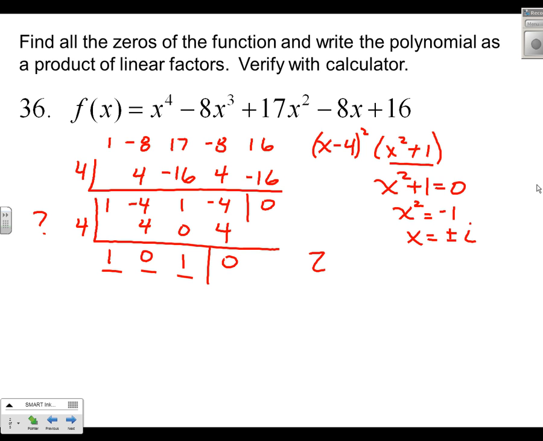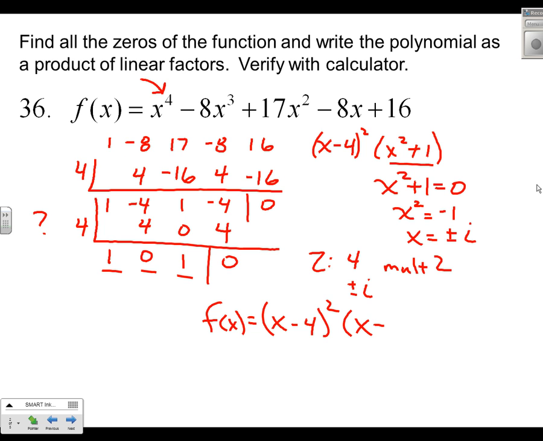So my zeros are 4, and that is a multiplicity 2 zero, and plus or minus i. There's my 4 zeros that the linear factorization theorem guaranteed that we would have. And factored as linear factors, x minus 4 times x minus 4 squared, and x minus positive i, and x minus negative i. So there we have it.